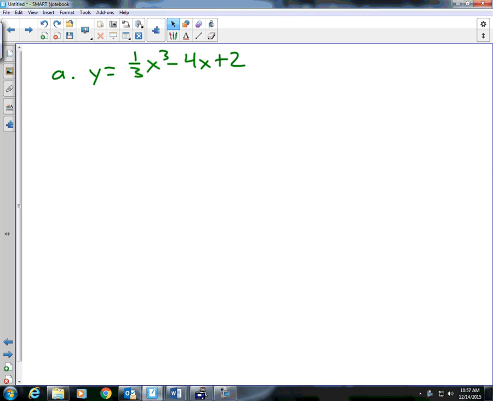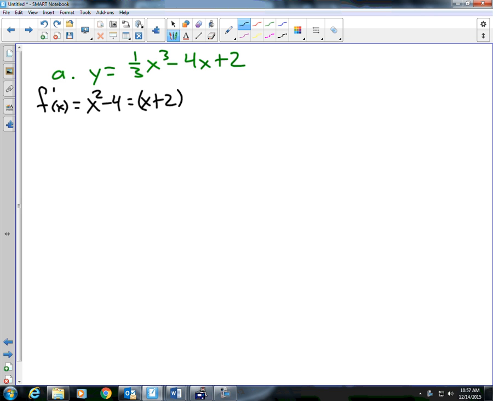So we started this on Friday, but we did not finish. And what we wanted to do is implement the first derivative test and the second derivative test. For the first derivative, we had x squared minus 4, and we set it equal to 0, and we got x plus 2 and x minus 2. So as we made our number line, we marked off -2 and +2.